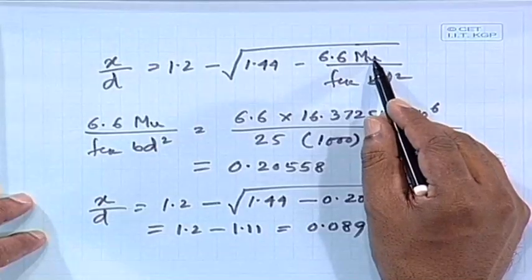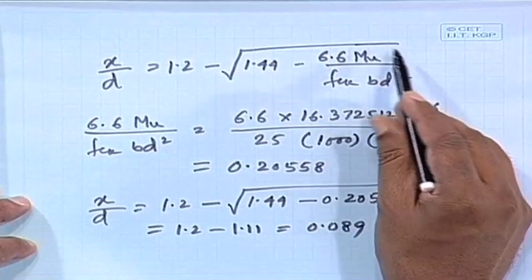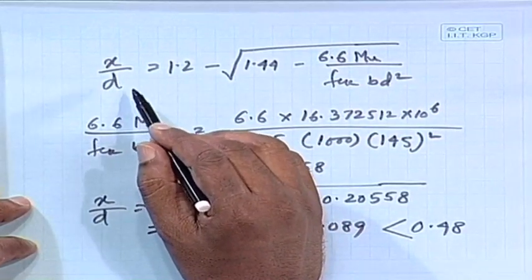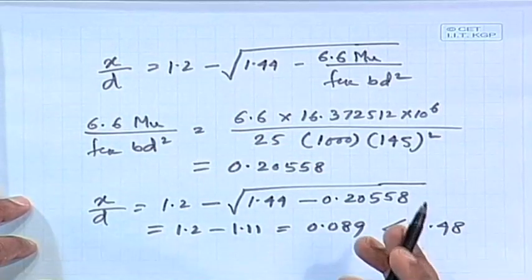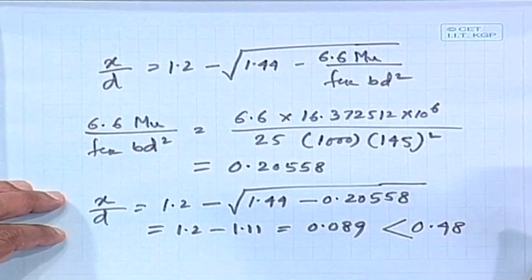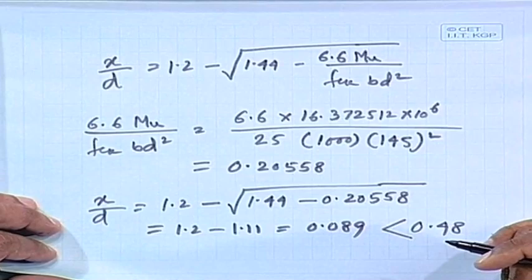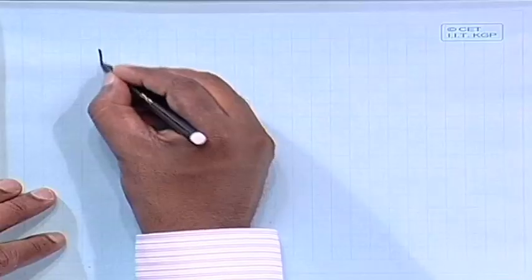Number 2, you have to calculate that x by d. If we know Mu, FCK, and B, and D has already been provided, then on the basis of that we can find the value of x by d. If we can find x by d, then we can find the lever arm, which is d times 1 minus 0.416 x by d. These are the 3 formulas we are using in the slab design, and we can finally find the area of steel.